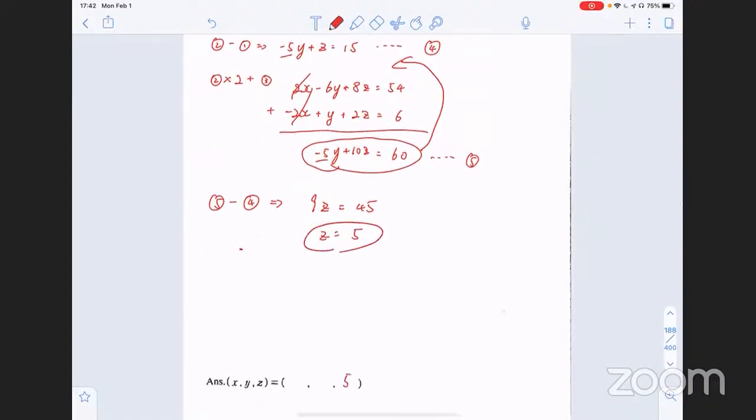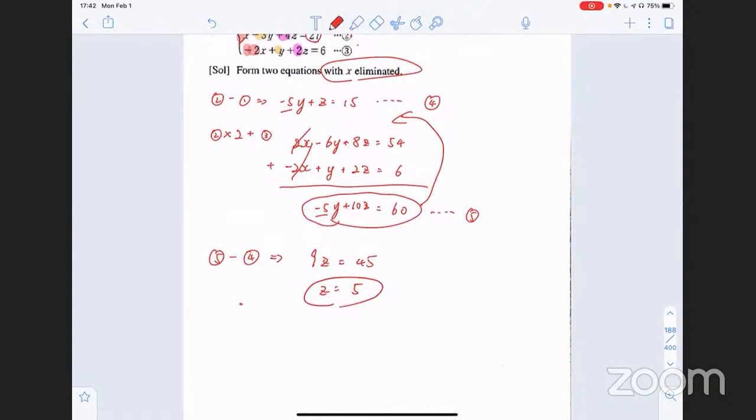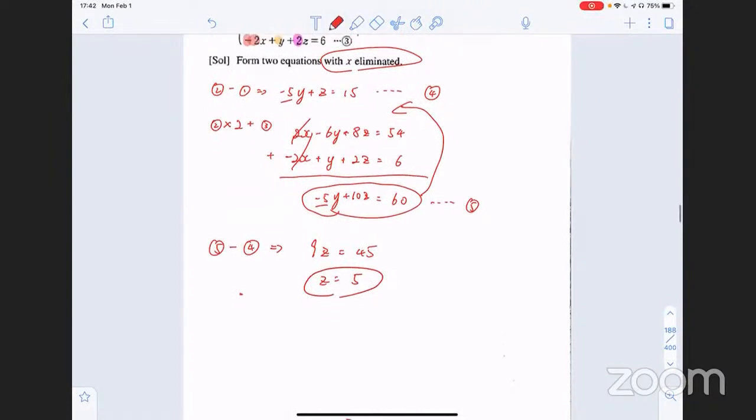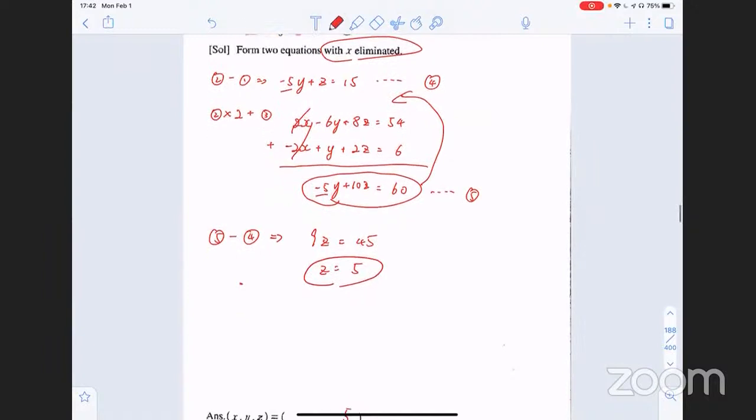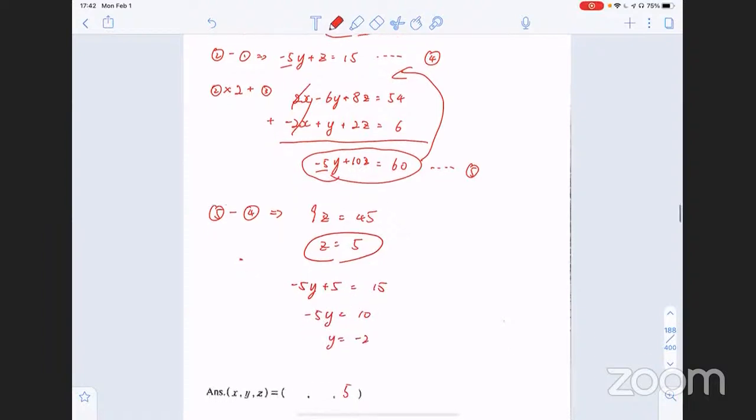I can put it here now. And then I substitute z back into the equation. I can do anything. I can do over there. So I can go back to equation number 4. So minus 5y plus 5 is equal to 15. Minus 5y is equal to 10. Y is equal to negative 2.